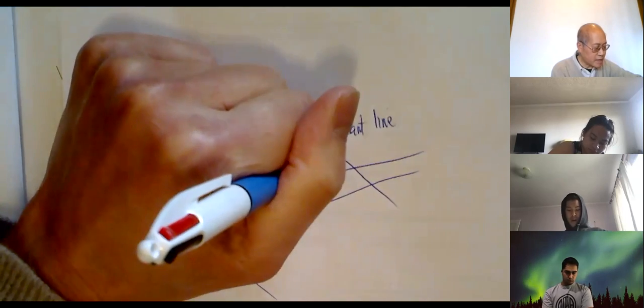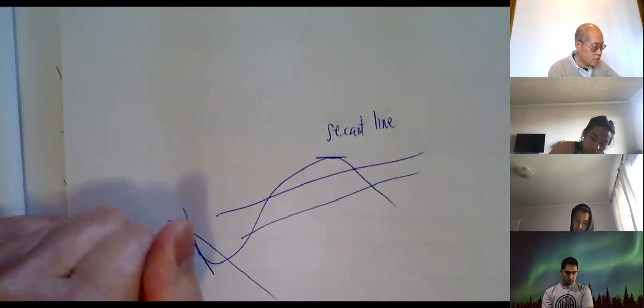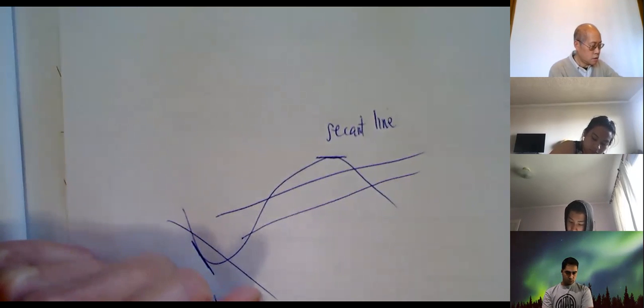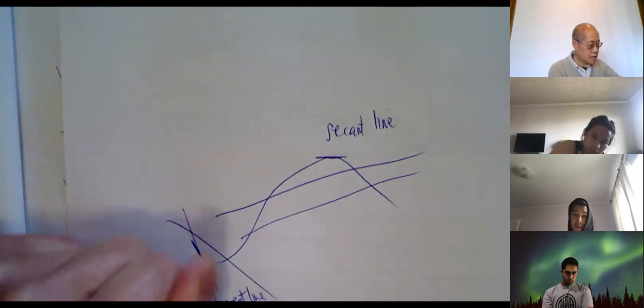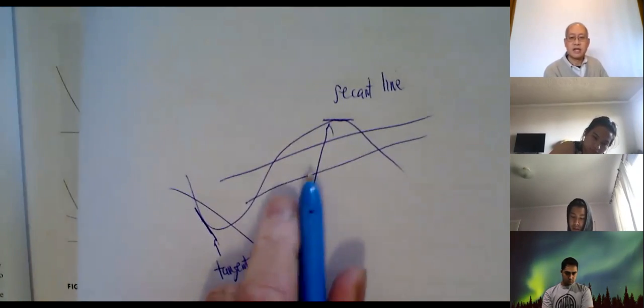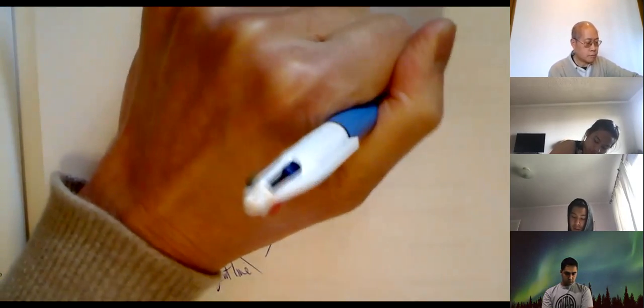Tangent lines would be something like this. They barely graze it. Maybe like that. Tangent line. That's a tangent line. That's a tangent line. A secant line is there and there, so you touch 2 points.